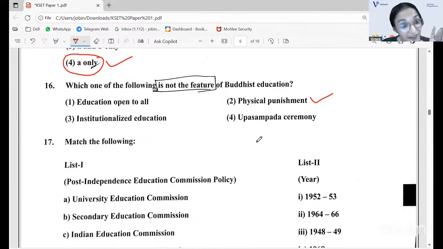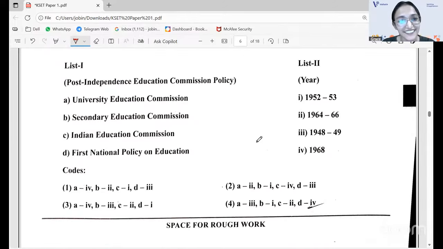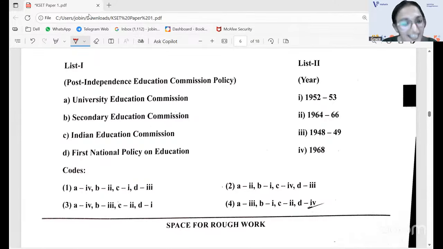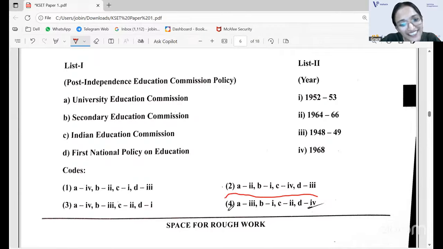Now we have an interesting match the following. They were testing your memory, asking you to remember the years. So we'll quickly go through it. National Education Policy first came in the year 1968. If you know that answer, you can easily come to the option, because there is only one option that says D is 4. So the right answer is option 4. But I'll quickly go through the other options as well. Indian Education Commission is in 1964. Secondary Education Commission 1952. And University Education Commission in the year 1948. So the right option is option 4.